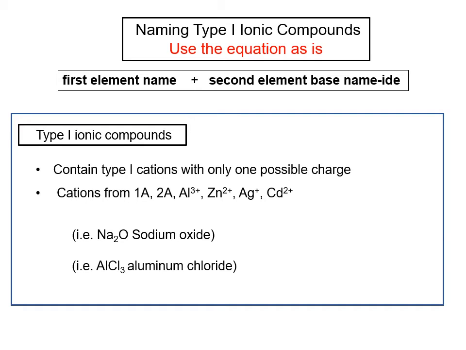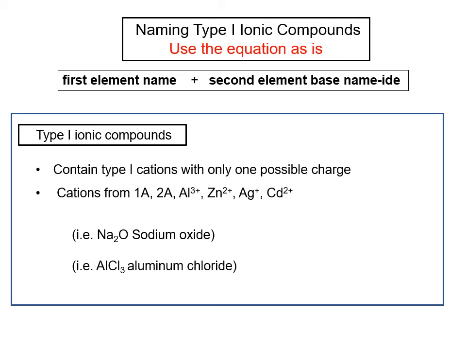So the type 1 ionic compounds contain one of the cations from either group 1A, 2A, could be aluminum, zinc, silver, or cadmium. So here are two examples. For example, if we have Na2O, we just name this as sodium oxide. So we give the name of the first element, base name of the second, IDE ending.